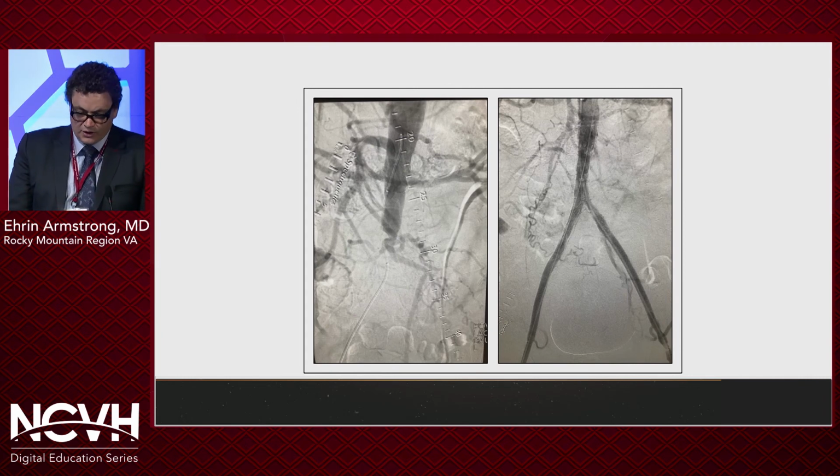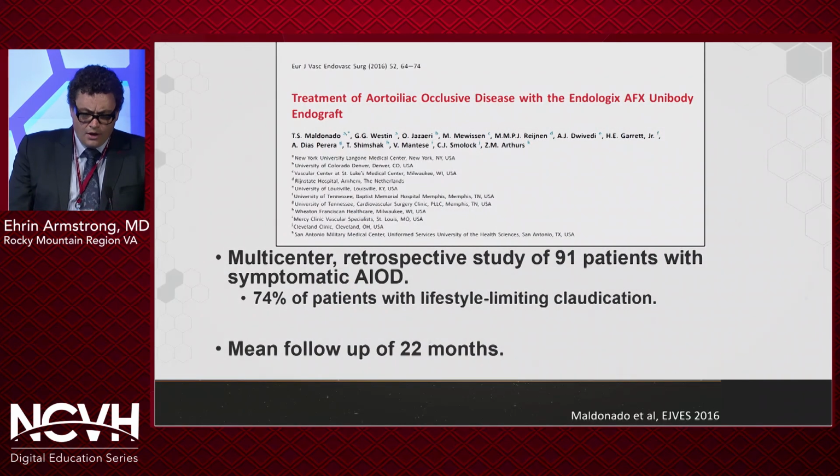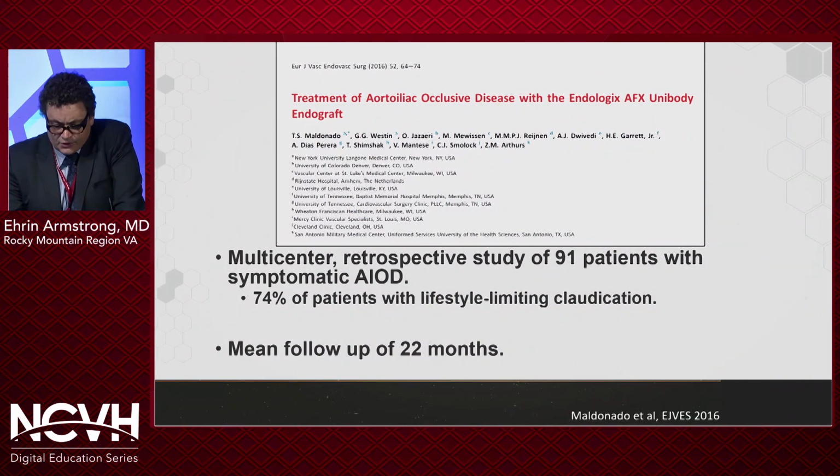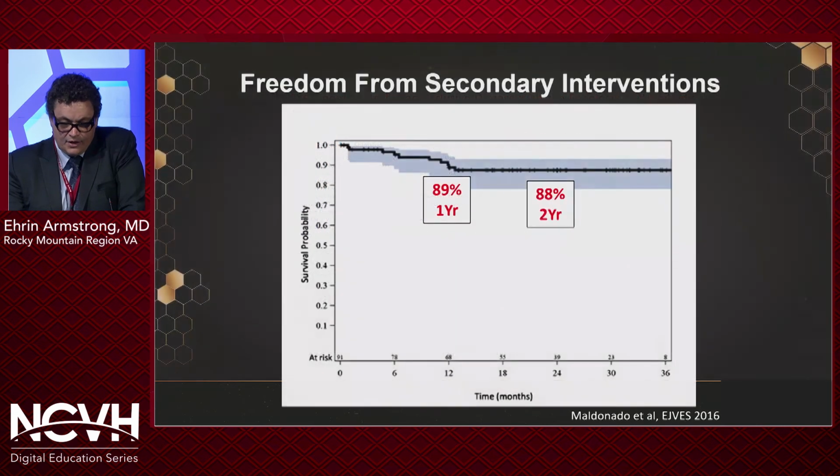This just demonstrates the preoperative as opposed to postoperative angiograms. This patient remains free of claudication. We actually have some multicenter data to support this approach, published by Maldonado et al. in 2016. This included 91 patients with symptomatic aortoiliac occlusive disease. And at 2 years, there was an 88% freedom from secondary intervention.